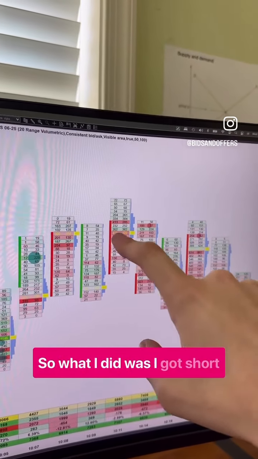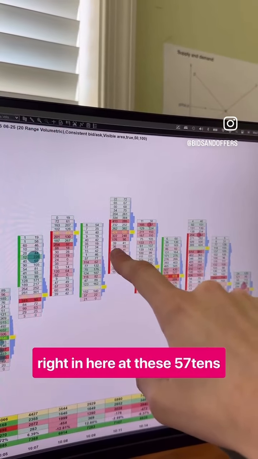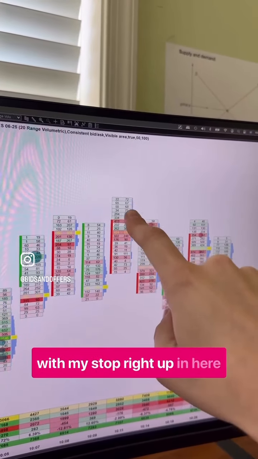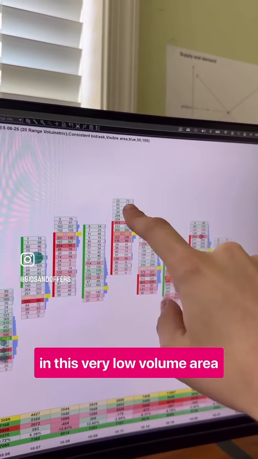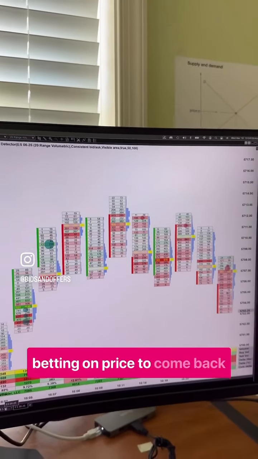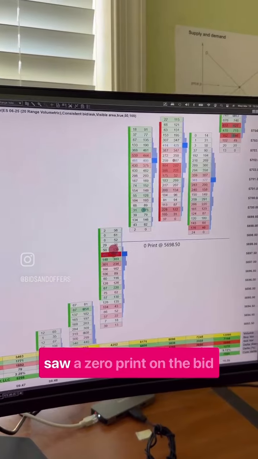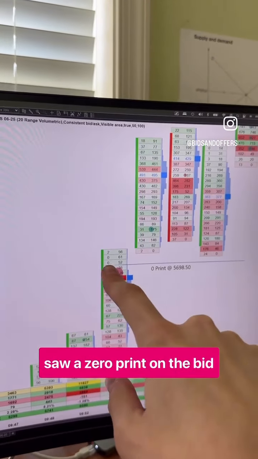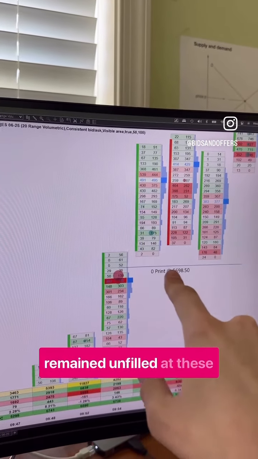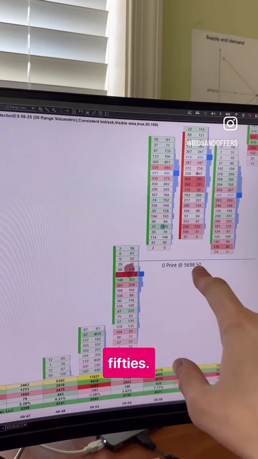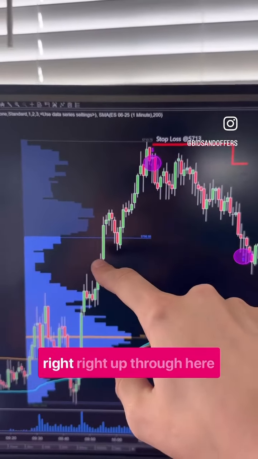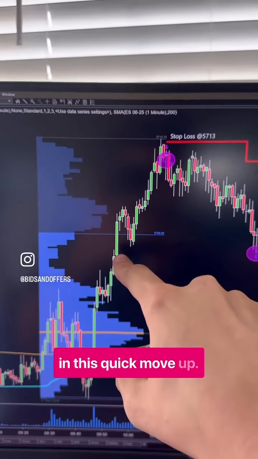So what I did was I got short right in here at these 57.10s with my stop right up in here in this very low volume area, betting on price to come back down into those 56.98s, where I saw a zero print on the bid side of the market that remained unfilled at these 56.98.50s, which basically happened right up through here in this quick move up.